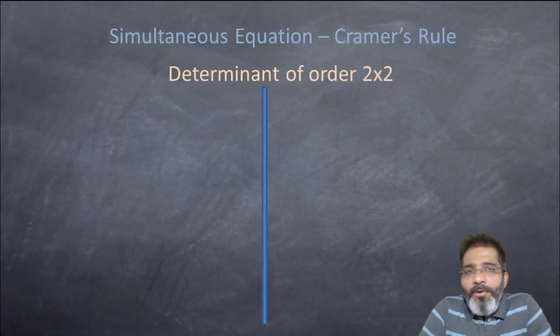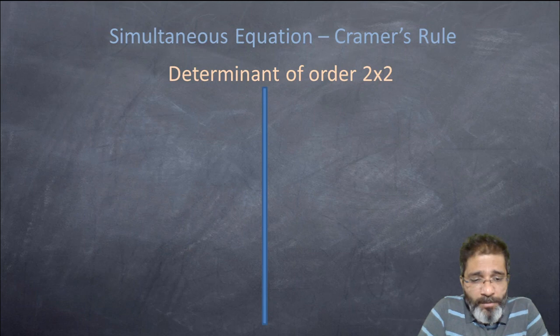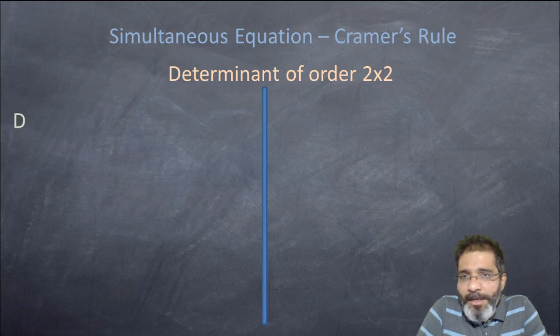Okay, so in this video, we are going to see how we solve simultaneous equations by Cramer's rule. Before we actually start with Cramer's rule, first we'll understand what is called a determinant of order 2 by 2. A determinant is always given by a capital D, or could be any other letter, but we'll prefer D.